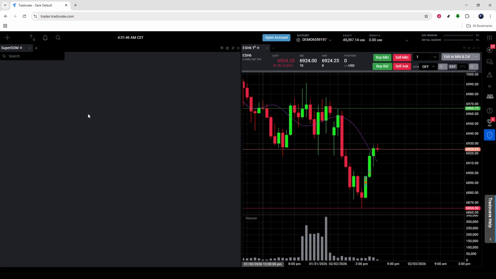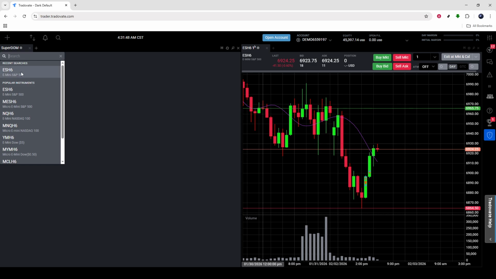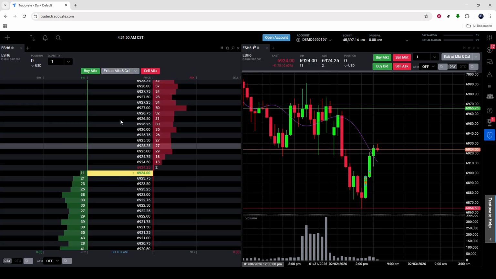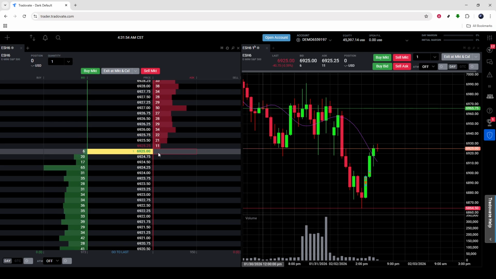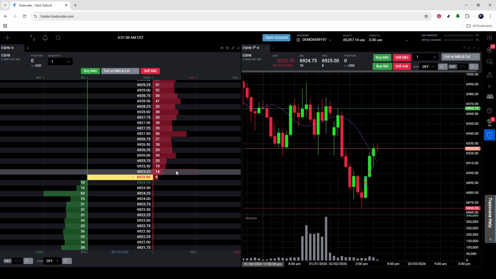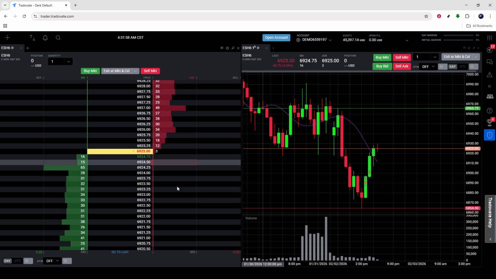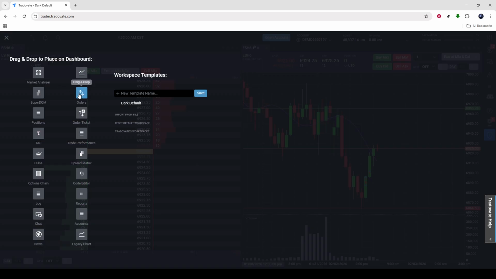The chart lets you trade visually from price action. The superdom is a price ladder ideal for quick order placement and depth of market awareness. The order ticket is a clean, form-based panel that's great if you prefer to enter details carefully before sending.